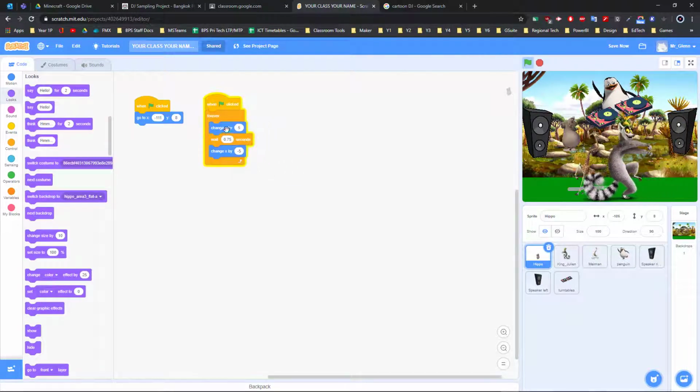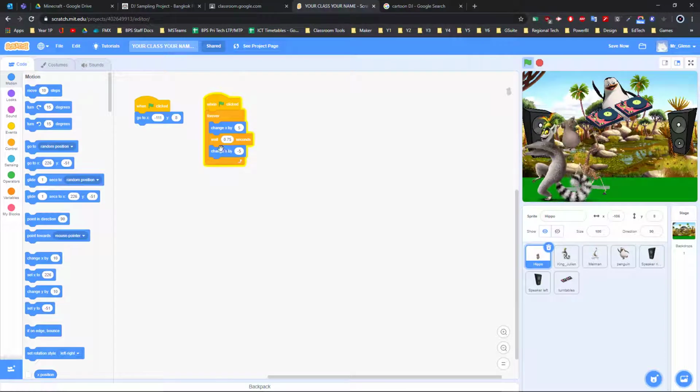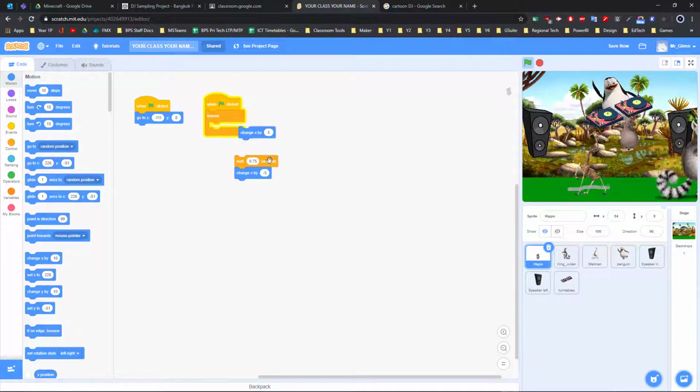And so in here, when we start this off, you can see that Hippo isn't very smooth in the way that she's dancing. She's not dancing like King Julian is gliding. So I wonder what we could do with the motion blocks instead of making her move one way or the next.